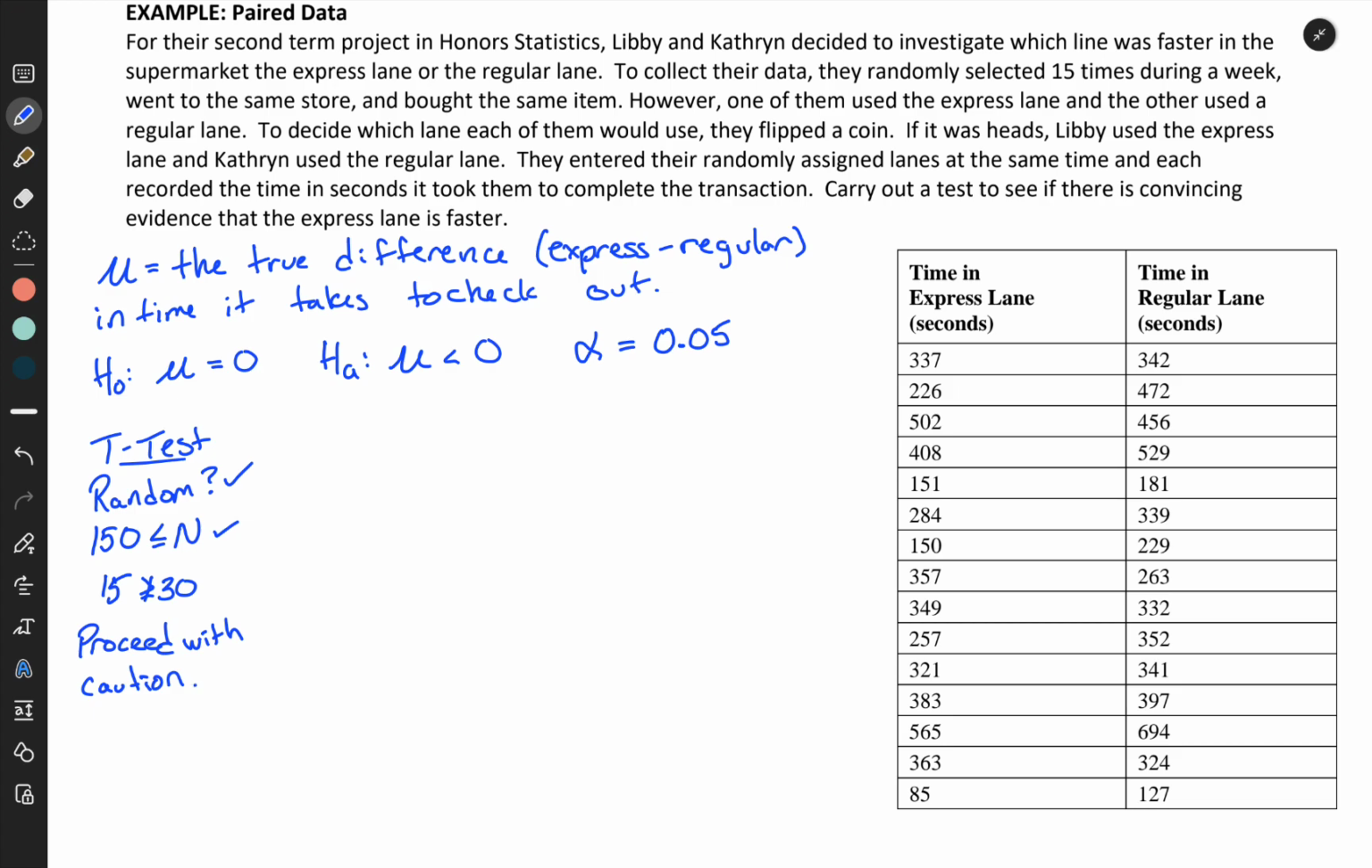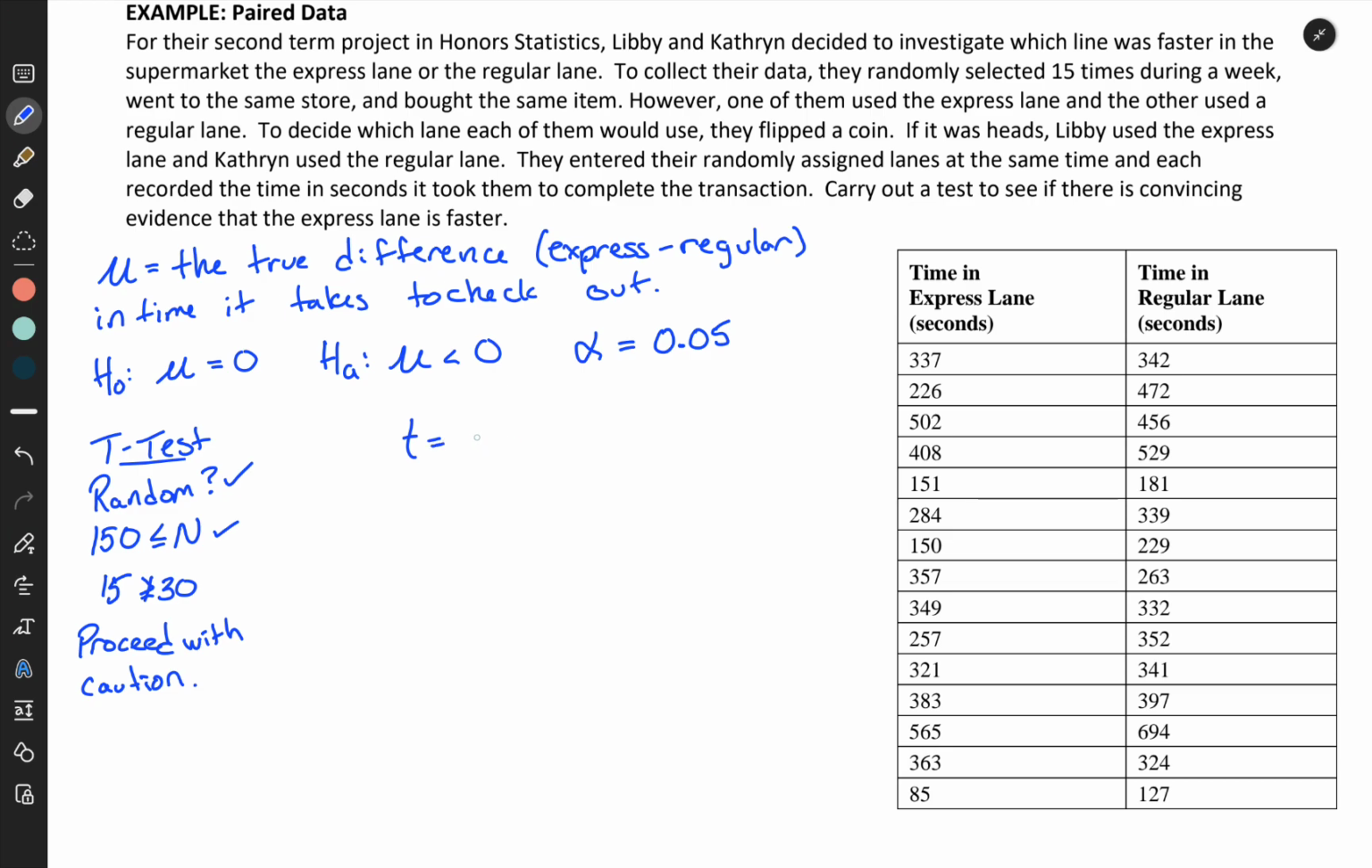Onto our do step. In our do step, hopefully you've already got this data into your calculator. If not, there is another video to show you how to do that. The time for the express lane is list 1. The time for the regular lane is list 2. If we take list 1 minus list 2, I went ahead and put that data into list 3. That is now the data that I'm using for my t-test. So in my t-test menu, I'm choosing data as my option. I'm picking list 3 and filling in the rest of the information. Once we've done that, here is what we are coming up with.